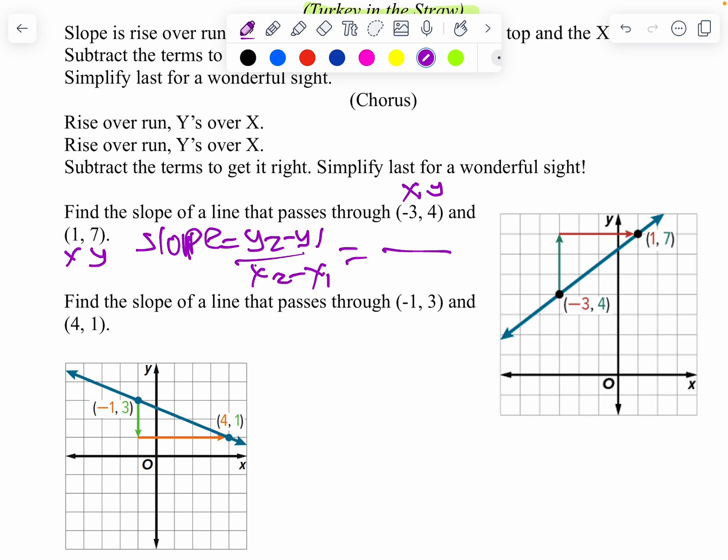So I'm going to call my second point x2, y2, and my first point x1, y1. So I'm going to say 7 minus 4 over 1 minus a negative 3. Notice, it's not 1 minus 3, it's 1 minus a negative 3. The sign does not go away. And if you think 1 plus 3, well, that's 4, isn't it? 7 minus 4, that's 3. My slope here is 3/4. It's going up, because when my slope goes up, it's a positive number.